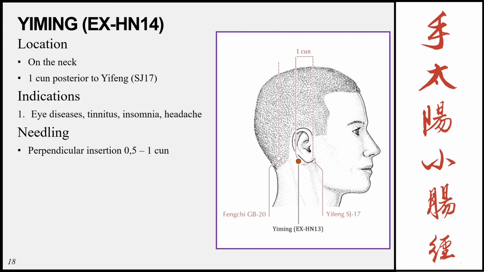The next point is Yimeng, EXHN14. So this point is located on the neck, 1 tsun posterior to Yifeng, Sanjiao 17. So here's Sanjiao 17 on the image. We've got to go 1 tsun posterior to this, over here. This point can be used for eye diseases, tinnitus, insomnia, and headache. And our insertion is perpendicular, 0.5 to 1 tsun.